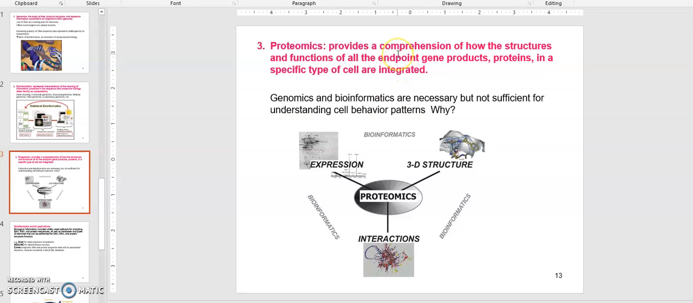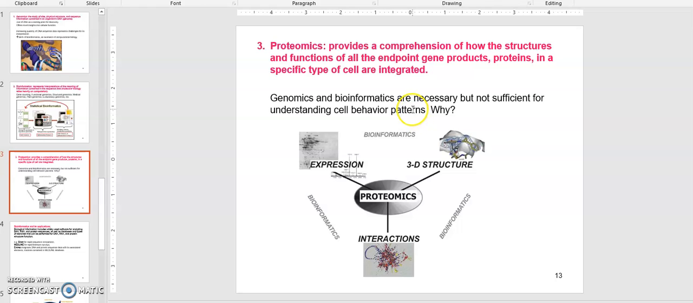So it provides a comprehensive understanding of how the structures and functions of all the endpoint gene products, which are the proteins, in a specific type of cell are integrated. Meaning proteins are made. There are a vast amount of proteins that exist inside of a cell. For example, human cells may have millions of different proteins. Actually, there are more proteins than the number of genes found in your genome. So how can you make millions of proteins with only 30,000 genes?